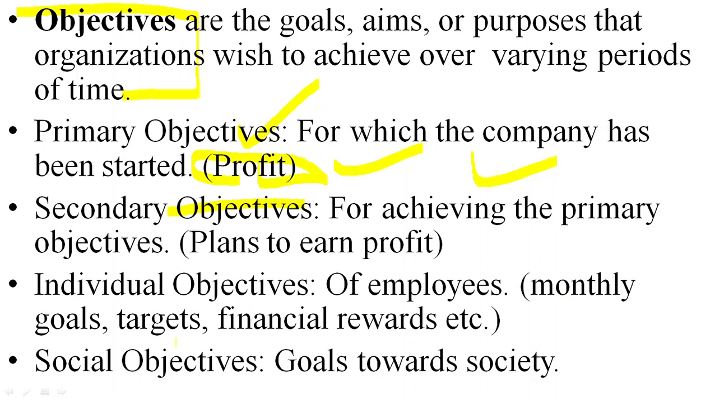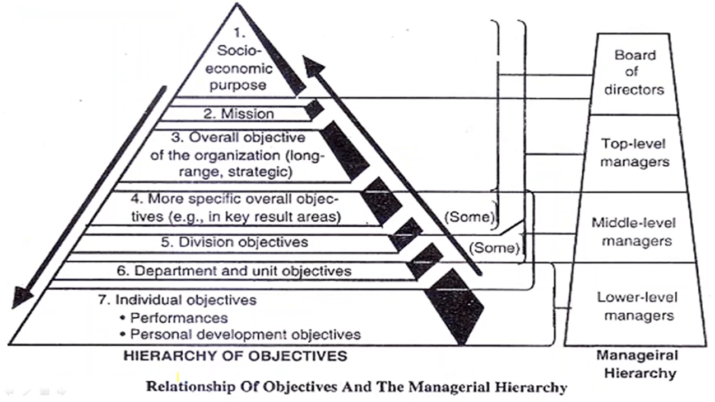And there are some individual objectives as well of the employees. They can be monthly goals, the targets that they have to achieve to get some incentive, financial rewards. So these are individual objectives. And the social objectives. Social objectives are the goals towards the society in which the business is operating. So all the activities that are aimed towards society will come under social objectives. The goals, the aims, the purpose that an organization has for society. So these are four kinds of objectives in a business.